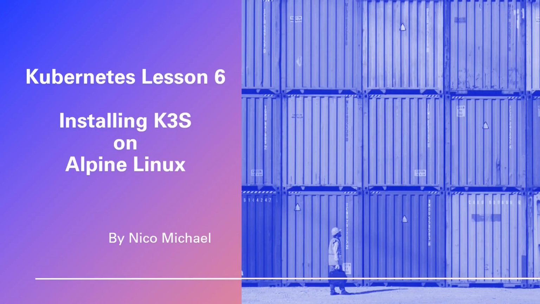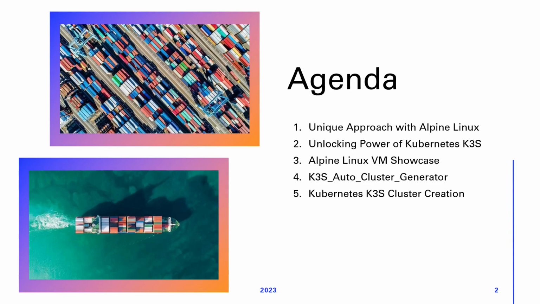Hi there. In this video, we're going to dive into the exciting world of Kubernetes and explore how to create a Kubernetes K3S cluster using two unique approaches. We'll be focusing specifically on Alpine Linux servers. This is something you won't find anywhere else. If you are using Raspberry Pi for your Kubernetes cluster, this is for you.